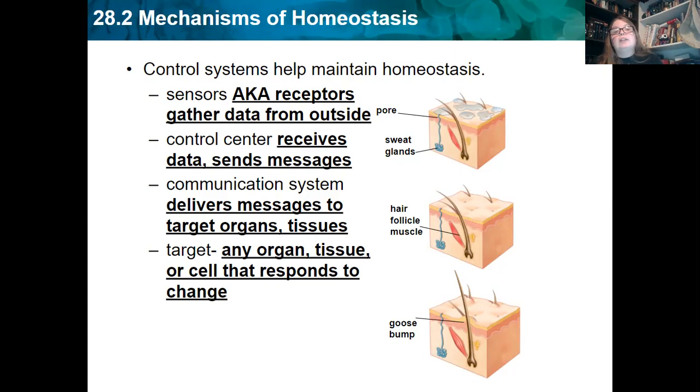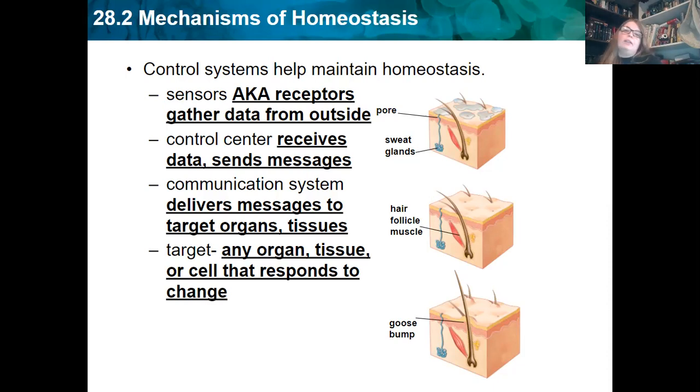So that information gets sent to the control center, which is usually your brain. So that input gets sent to the brain. It's like, hey, brain, by the way, there's something weird going on here. It's way too hot. So the brain says, okay, I'm going to do something about that. So then it sends a message through a communication system. This can be different types of things. They deliver messages to the target organs or tissues.